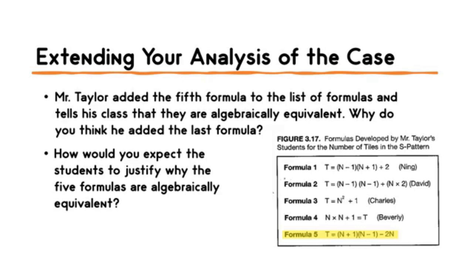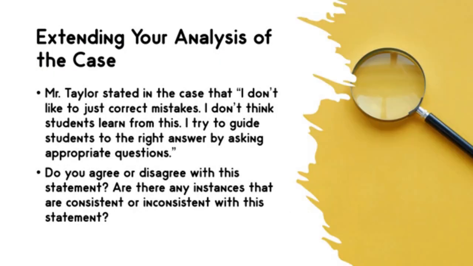Mr. Taylor added the 5th formula to the list of formulas and tells his class that they are algebraically equivalent. Why do you think he added the last formula? And how would you expect the students to justify why the 5 formulas are algebraically equivalent? And finally, Mr. Taylor stated in the case, "I don't like to just correct mistakes. I don't think students learn from this. I try to guide students to the right answer by asking appropriate questions." Do you agree or disagree with this statement? Are there any instances that are consistent or inconsistent with Mr. Taylor's statement?